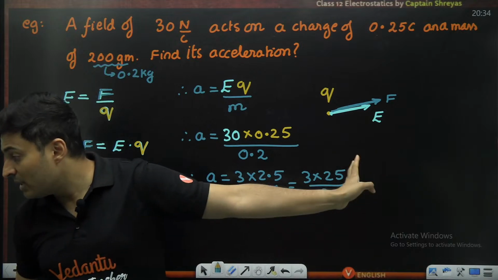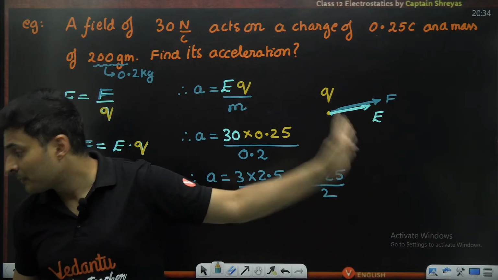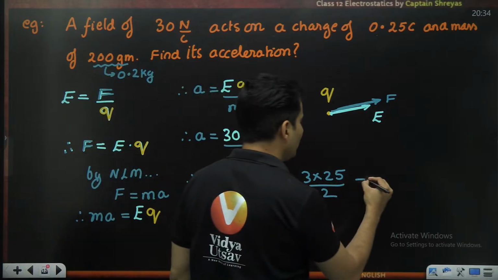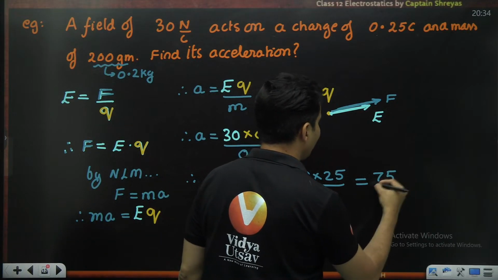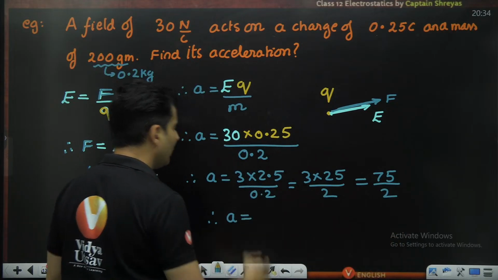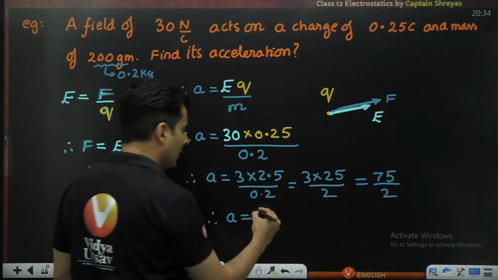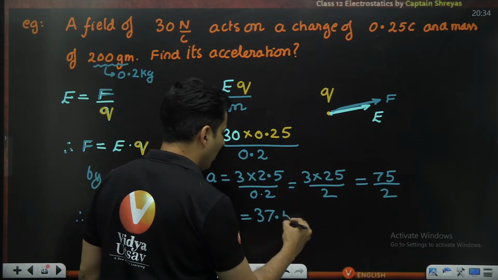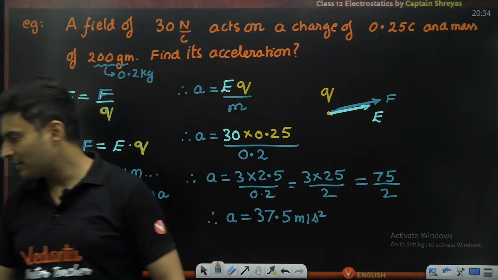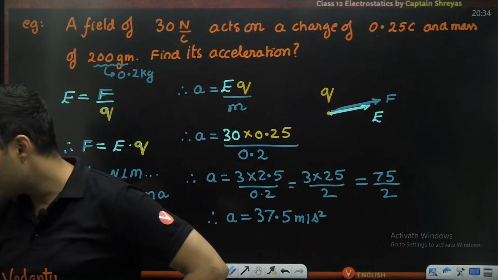Oh no, it will not be in meters per second. Please be careful. Meters per second square. It is acceleration. So 3 into 25 is 75. So 75 by 2, my dear students, how much will it be? It will be 37.5 meters per second square. Yes, 37.5 meters per second square.